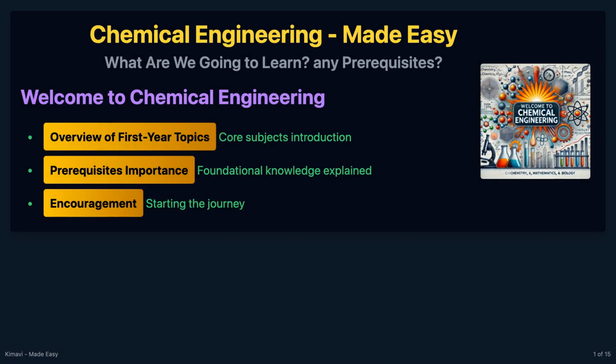Welcome to the first year of chemical engineering. This tutorial will give you an overview of what you will learn in your introductory courses and the prerequisites you need to succeed. Chemical engineering is a diverse and dynamic field that combines principles from chemistry, physics, mathematics, and biology to solve problems related to the production and use of chemicals, materials, and energy.